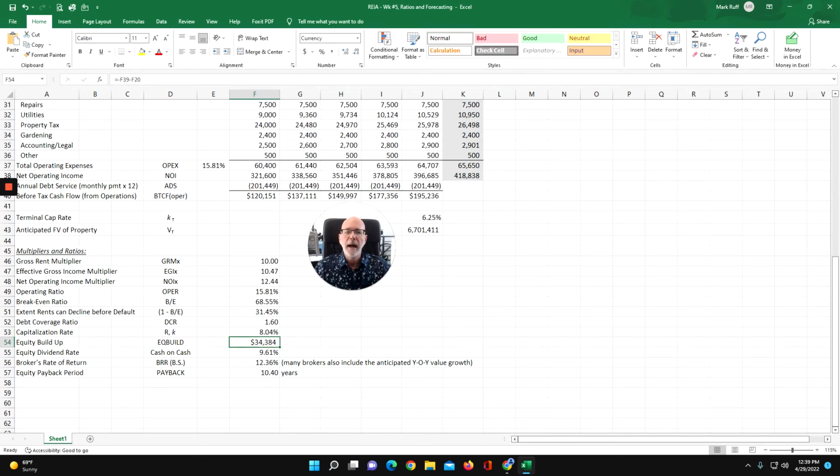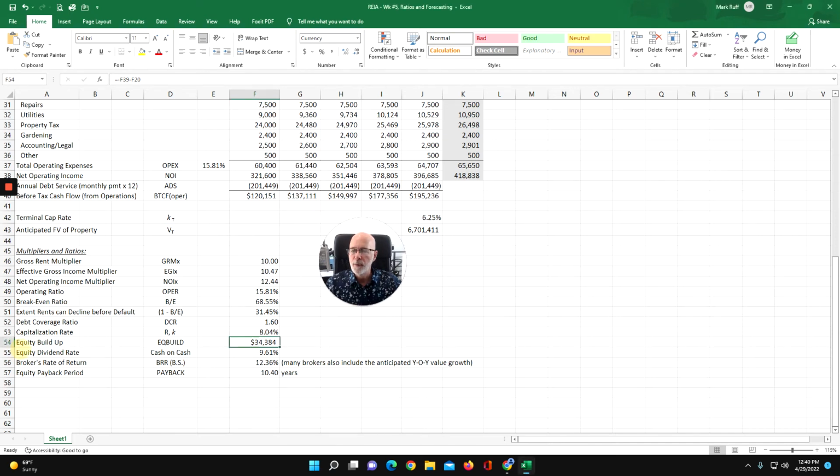The equity buildup. This means how much are you paying down the principal every year. So this first year, we're paying down the principal by $34,000 and change. This spreadsheet will also be posted at the week 5 module so that you can reference these cells and then determine how these numbers were derived. If you review page 241 of your textbook, you can clearly see how these numbers were derived.